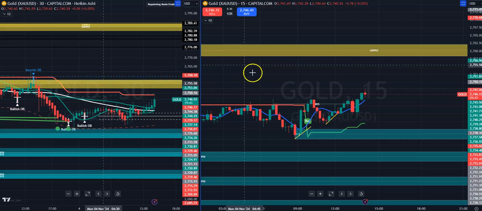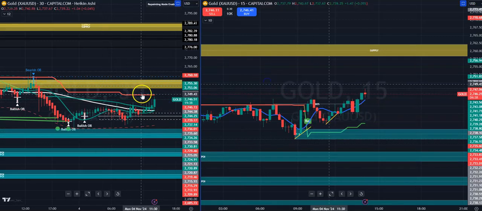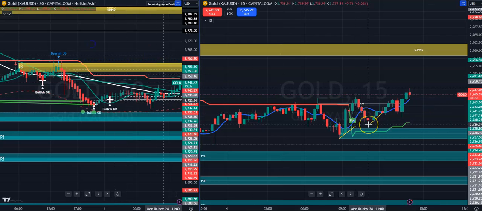Let's just go back to gold, and we can see that not a lot is going on. It's coming up to a major resistance area. So we've got a sell on the left, and we've got a buy on the right. So it's definitely not a trade that we want to be in.